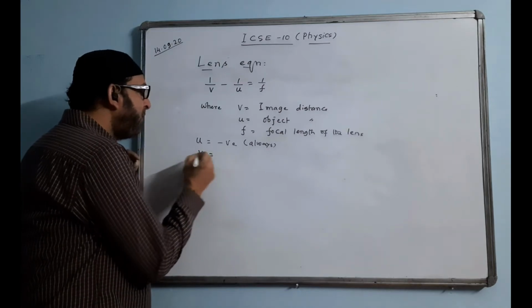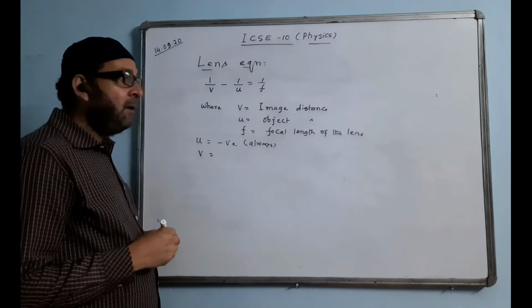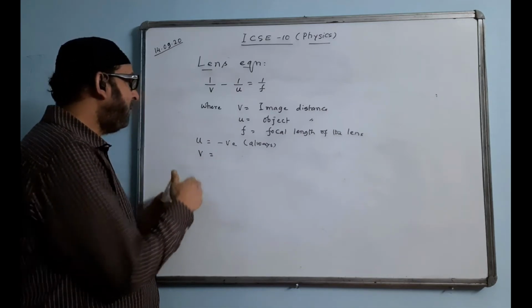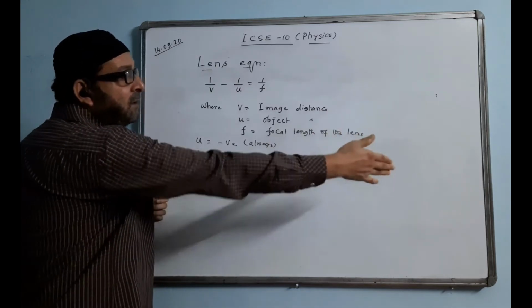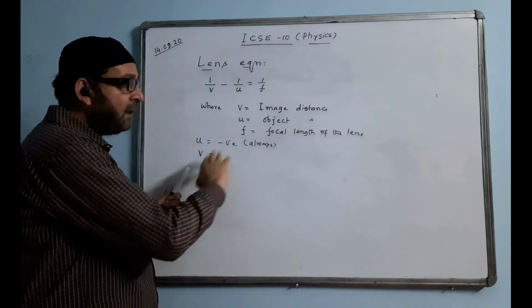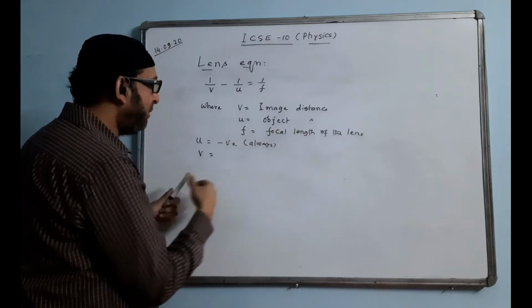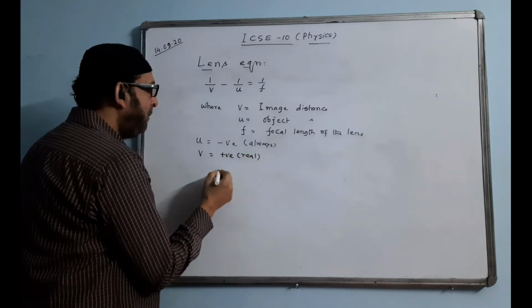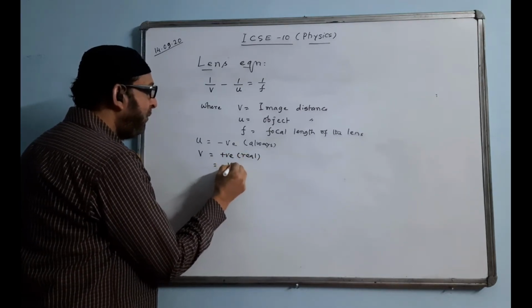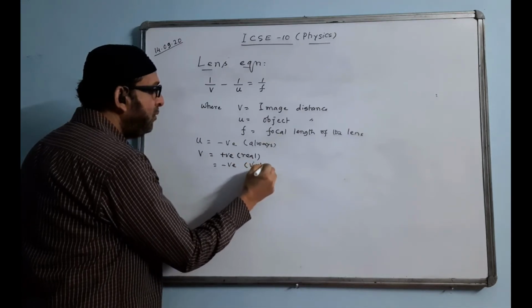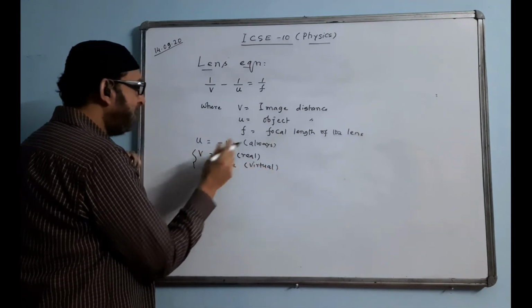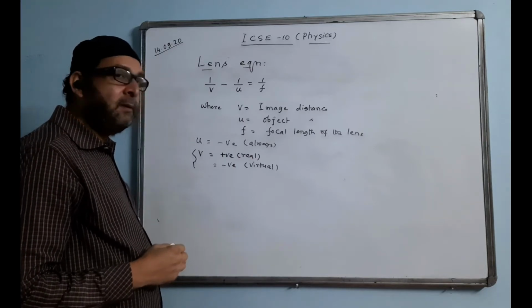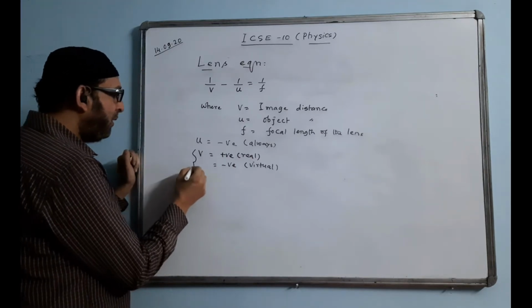Now v means the image distance. The image can be real, or it can be virtual. If the image is real, it will be formed on the other side of the lens, that means the other side of the object, on the right side. v will be positive for a real image and negative for a virtual image. A virtual image is formed on the same side as the object, on the left side, so it will be negative.